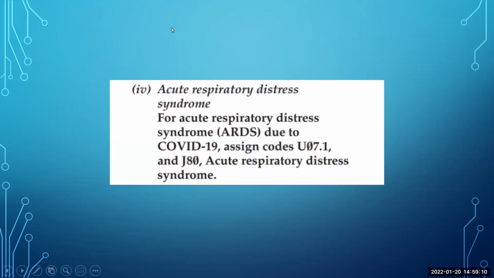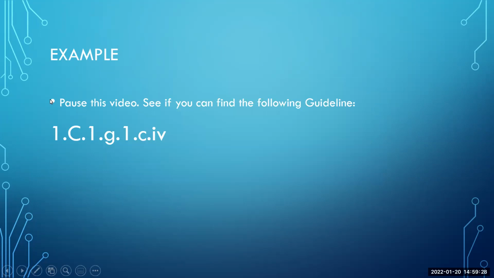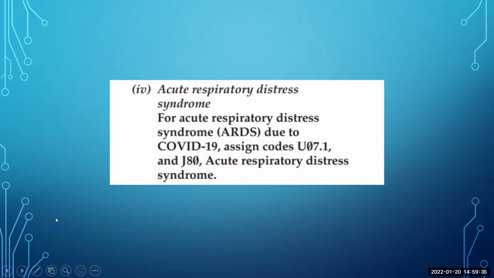Now, if you found acute respiratory distress syndrome, then you have found the correct code, right? This is a syndrome that is specific to COVID-19. Obviously, we didn't have this guideline even a couple years ago, so this is a brand new guideline. And it goes from very general, section 1, all the way down to very specific, which is this parenthetical Roman numeral 4. So as you can see, we get all kinds of different guidelines.